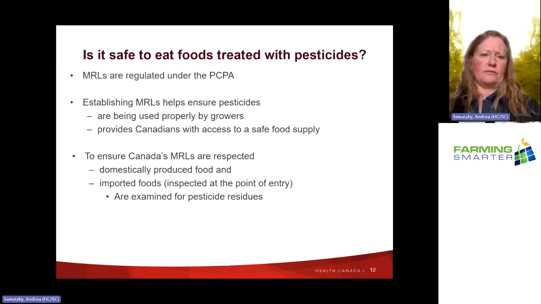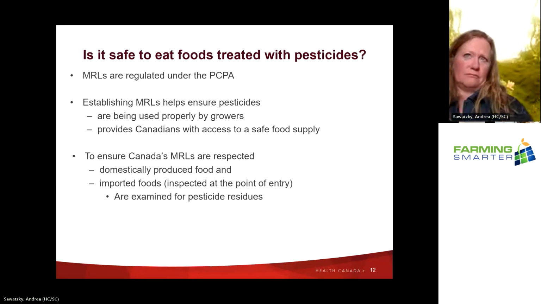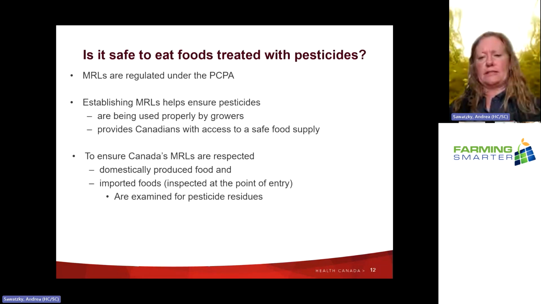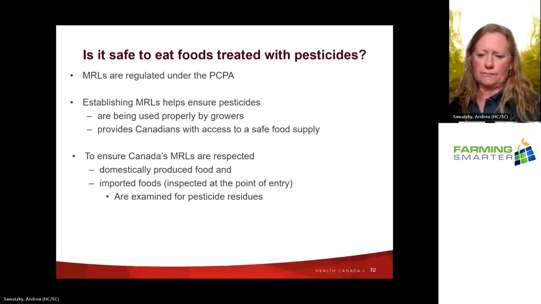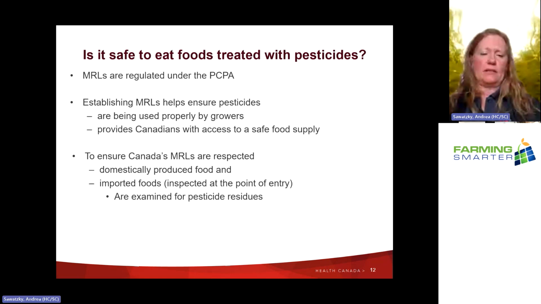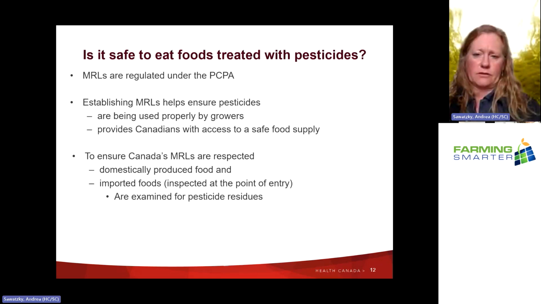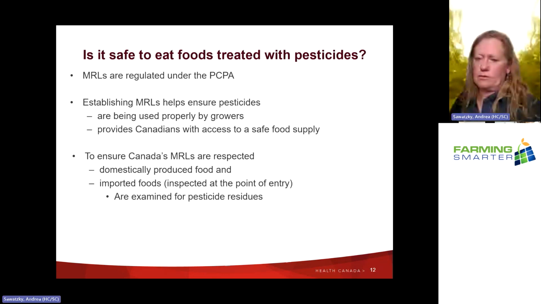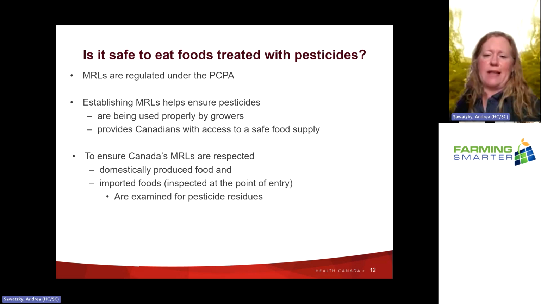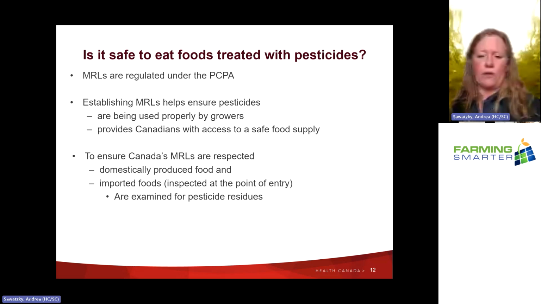So, is it safe to eat foods treated with pesticides? Well, they are regulated, so we do watch over them. And like he always says, they're established, science-based MRLs, right? There's a lot of science behind the final decisions. The MRLs help ensure that pesticides are being used properly by growers and they provide Canadians with access to a safe food supply, right? That's what MRLs will do. It also ensures that the Canadian MRLs are respected domestically within Canada and internationally outside of Canada. All foods that Canadians would eat or could eat, grown in Canadian soils, are following our MRLs, our maximum residue limits. Imported foods also have to meet our limits. No matter what their limits are in their country, it has to meet our limits, and they're expected to. These foods are inspected at the point of entry into Canada.